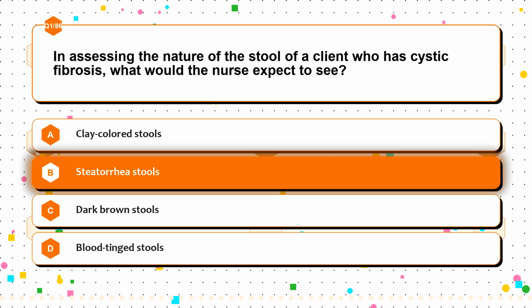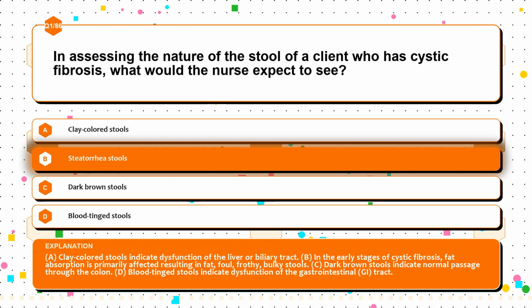The correct answer is option B. Steatorrhea stools. A. Clay-colored stools indicate dysfunction of the liver or biliary tract. In the early stages of cystic fibrosis, fat absorption is primarily affected, resulting in fatty, foul, frothy, bulky stools. C. Dark brown stools indicate normal passage through the colon. D. Blood-tinged stools indicate dysfunction of the gastrointestinal (GI) tract.